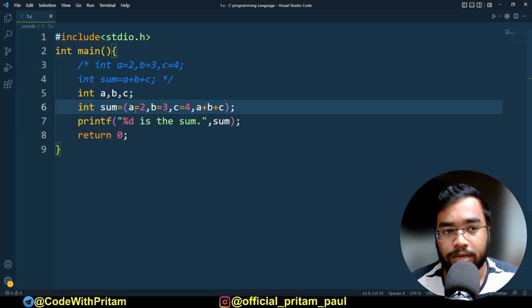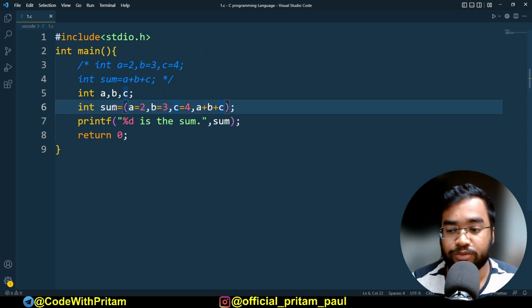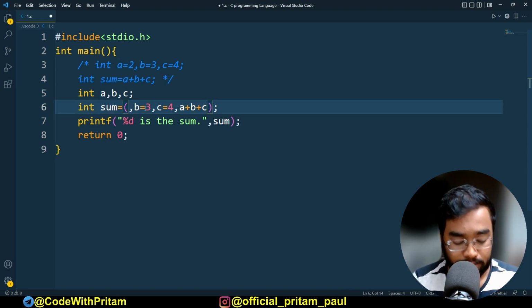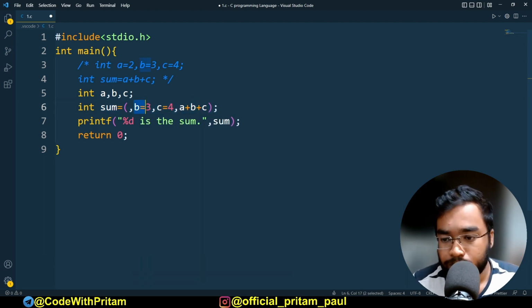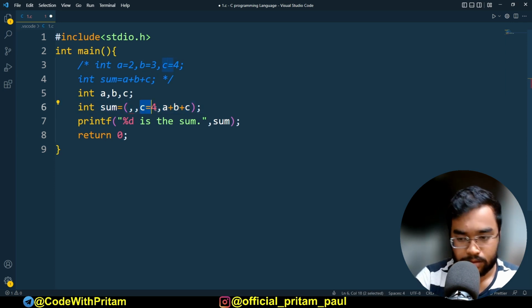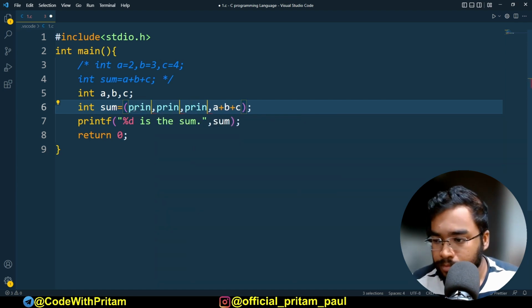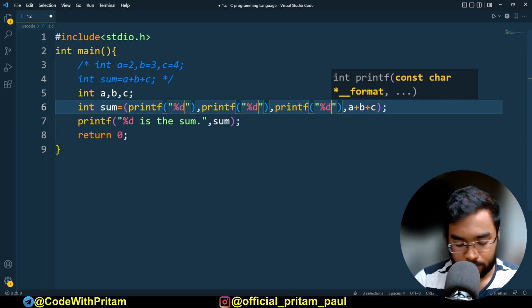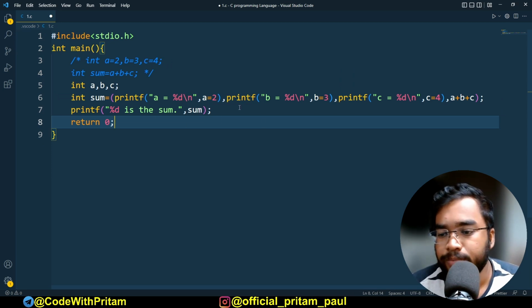Now you can see how they are going to be executed. Which one is going to be executed first, and which one is going to be executed last. To find that out, I'm just doing an experiment. Just be with me. Here, if I write printf, you can see that a equal to %d backslash n, and then a equal to 2. Okay. So yeah, initialization would be done and it would be printed out also.